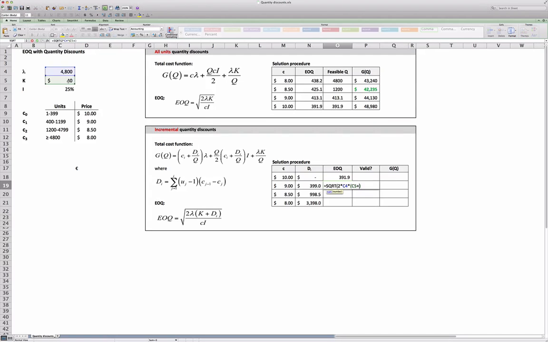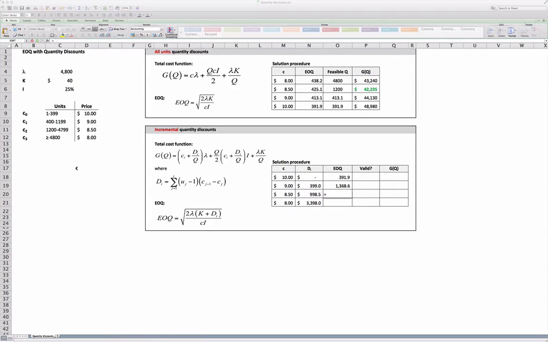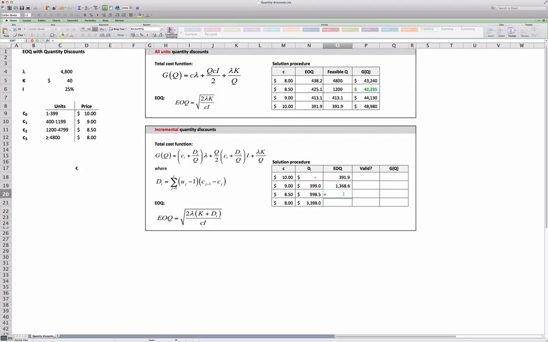The EOQ will be the square root of 2 times lambda times K plus the value of D sub I, in this case divided by the unit cost of I times 25%. And that will give me an order quantity of 1,369 units roughly. And we'll do the same for the next price break, which is the square root of 2 times lambda times K plus the quantity discount I need to take into account. Divide that by C times I.